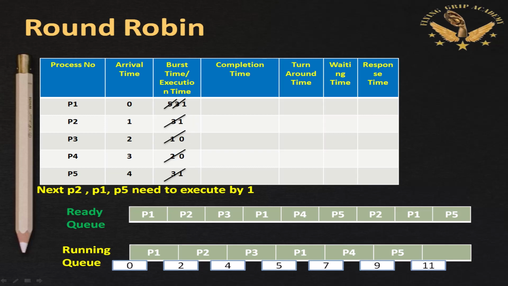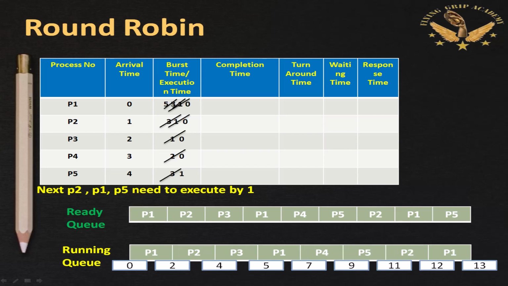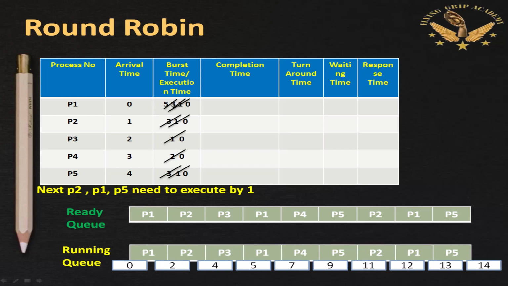Now P2 has executed its task, so it has completed. Next P1 has to execute 1 point and finally P5 will execute its task. So totally all the tasks are completed. Now what do we need to calculate? We need to calculate the completion time. We need to take the right hand side for completion time.